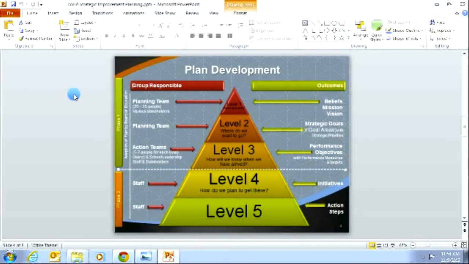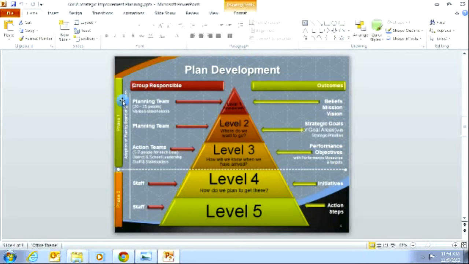In the previous slide, we discussed and did an overview of our continuous improvement model. What we'd like to do now is to drill down and give you a little more detail of how the plan will be developed and how the various groups and various stakeholders will work on the plan.